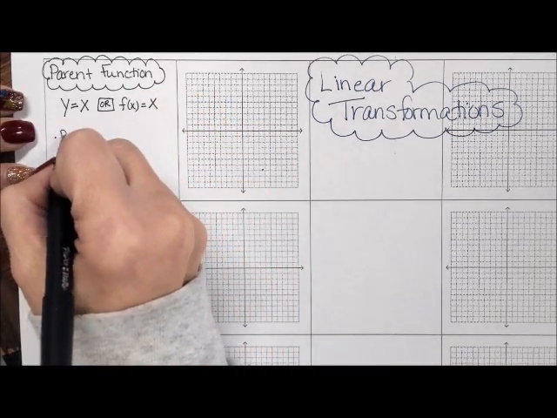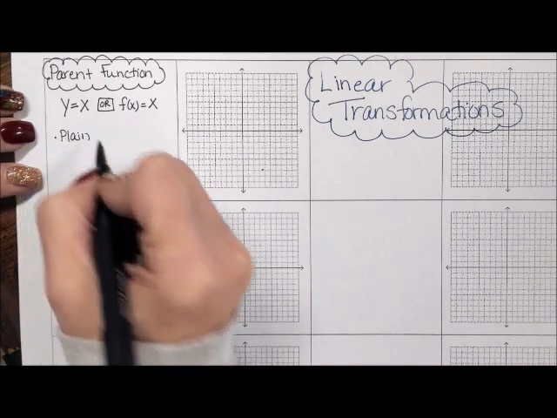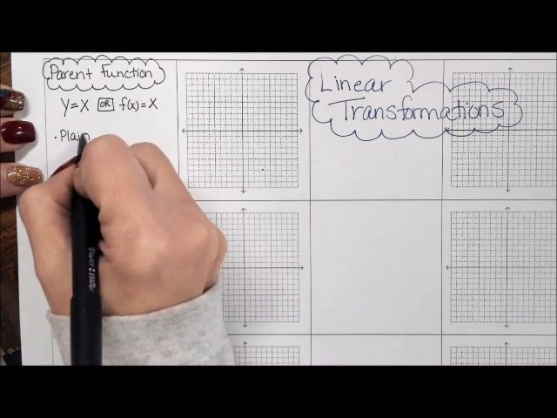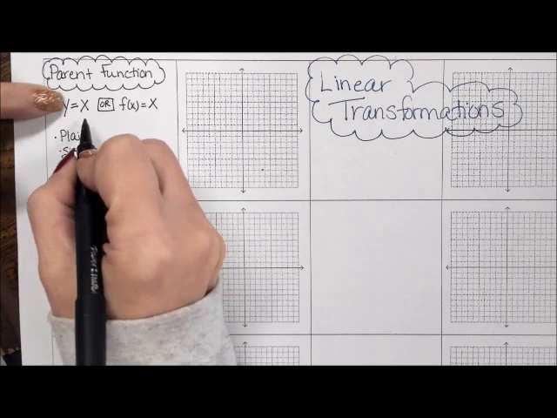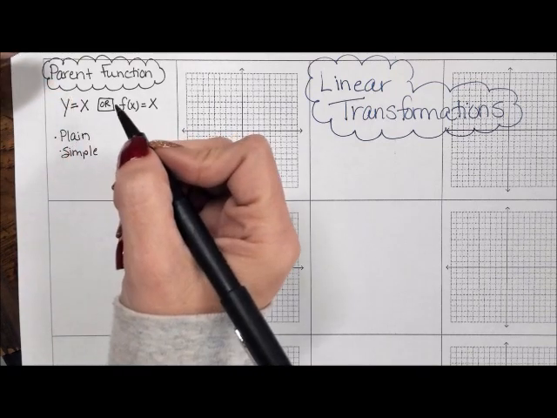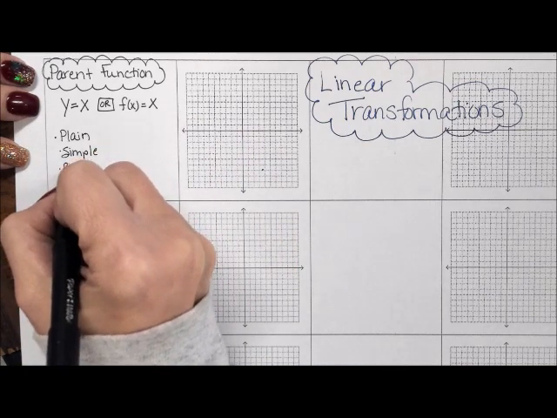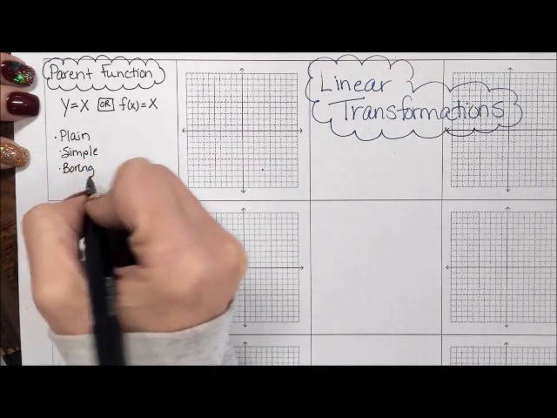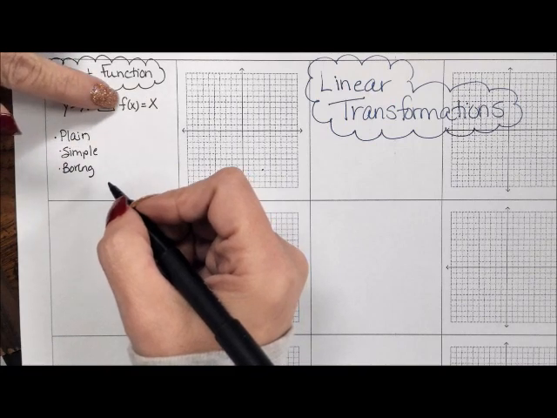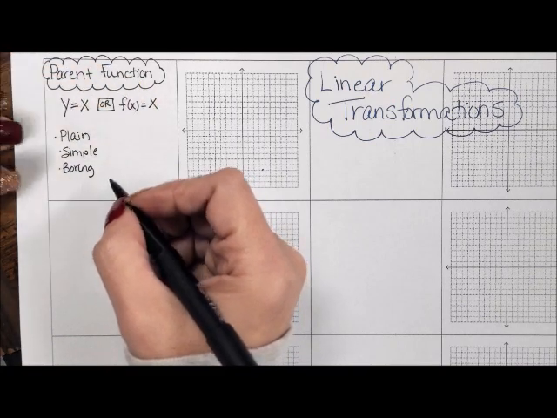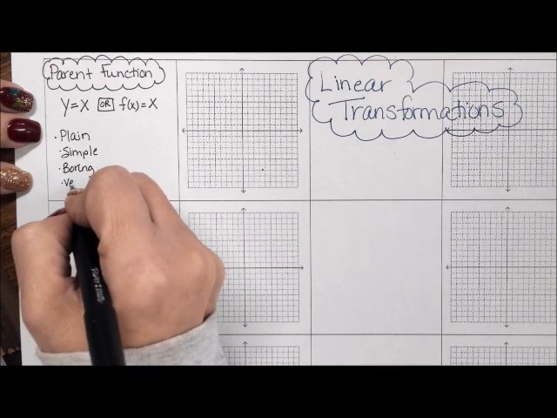What do you know about your parents? Well, I can say this because I'm a parent. We're kind of plain. We're kind of simple. And if you look at x, there's nothing added to it. It's kind of boring. Parents, we're kind of boring too sometimes. At least our kids tell us that. F of x equals x. That is the parent function.